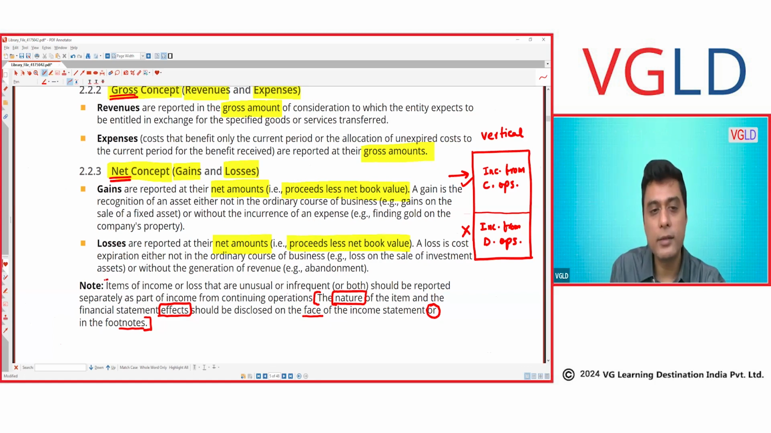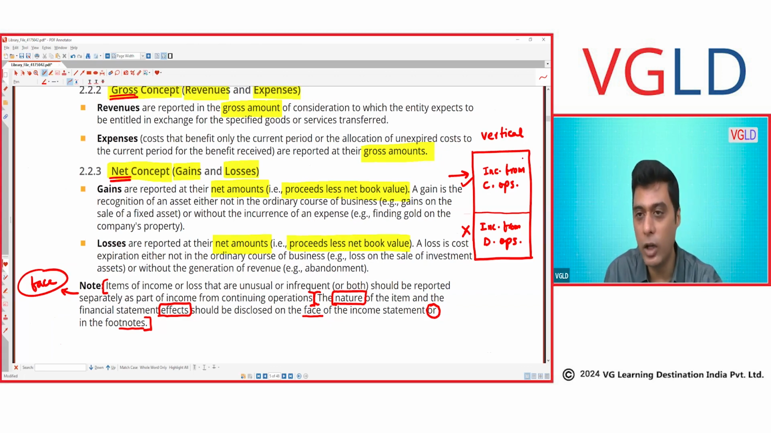The first sentence, you will have to show on the face. Here, you don't have a choice. Face means on the income statement. First sentence, you don't have a choice. You have to show it on the face. But the second sentence, the nature and effect of that item, you can show it on the face or in the footnotes.